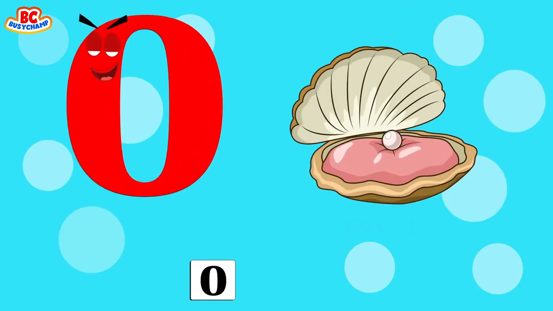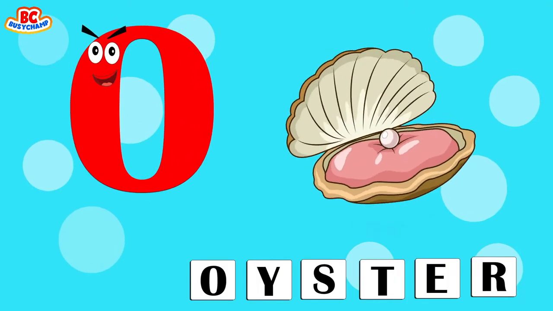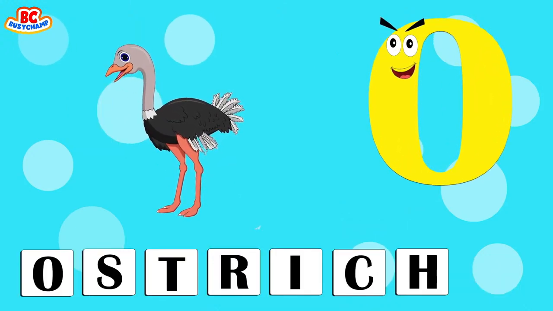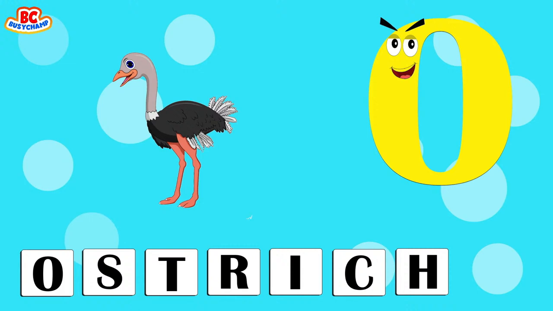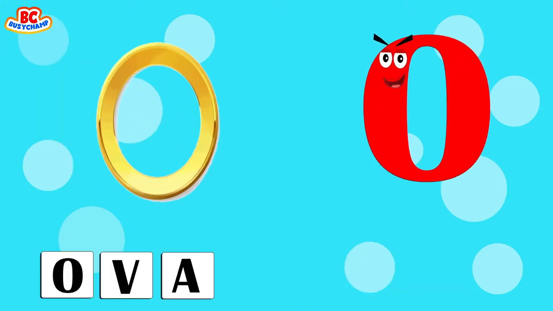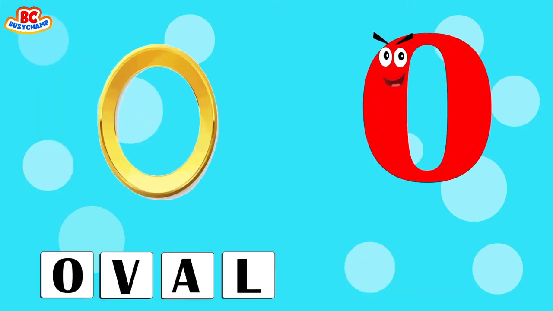O is for oyster, O, O, oyster. O is for ostrich, O, O, ostrich. O is for oil, O, O, oil. O is for oval, O, O, oval.